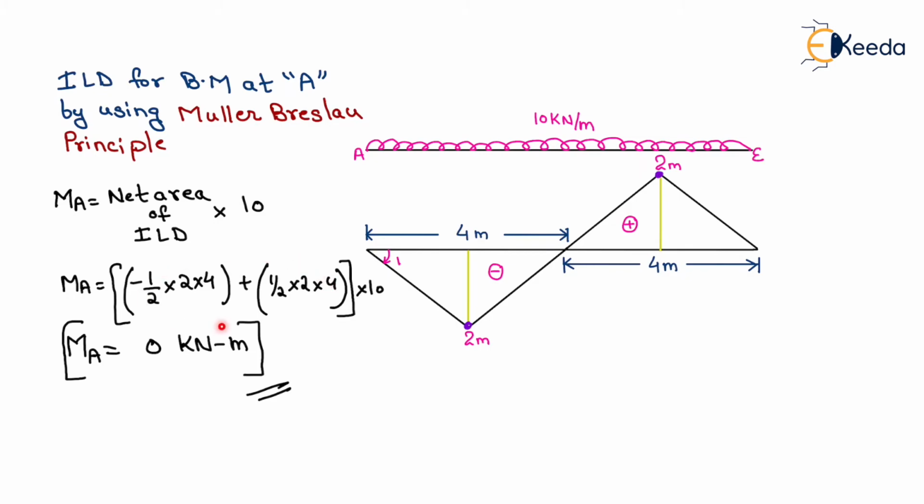Now this area will cancel out each other, so the total moment at A will be equals to 0 kilonewton meter. That is all about this numerical.